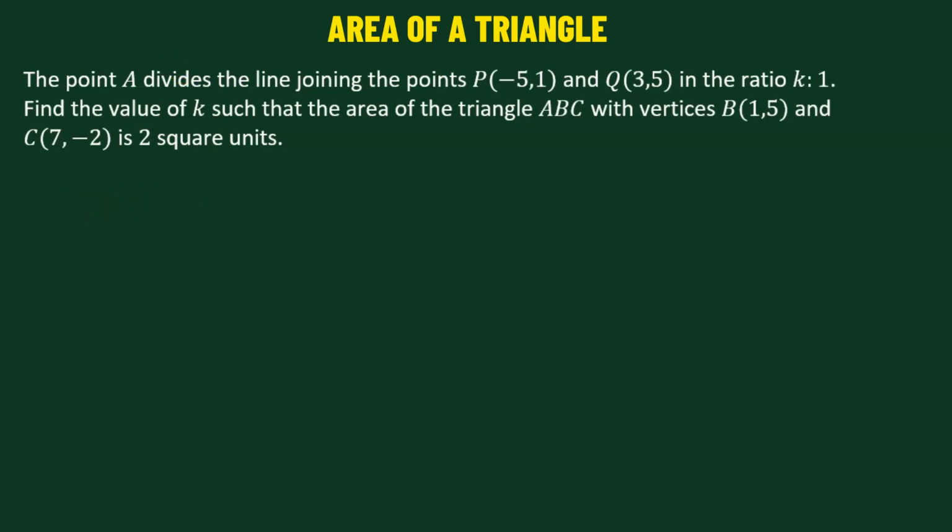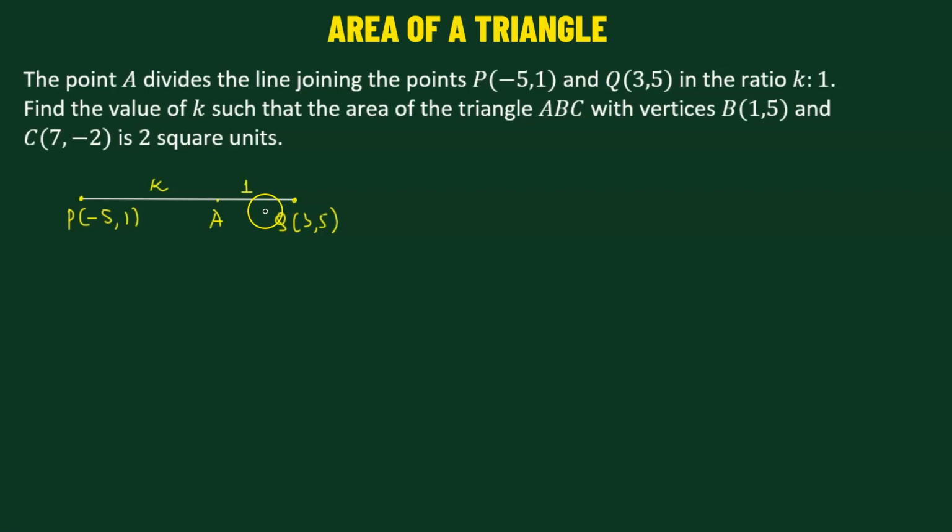So let's say we have 2 points. This is P with coordinate -5, 1. And then we have another point Q with coordinate 3, 5. We're going to join the points P and Q with the help of a straight line. Let's say we have a point A which is lying somewhere on the line PQ, let's say it's lying here. And this particular point A is dividing the line PQ into 2 parts in the ratio K is to 1.